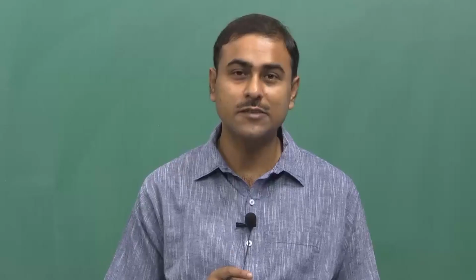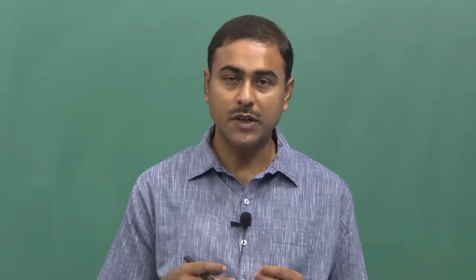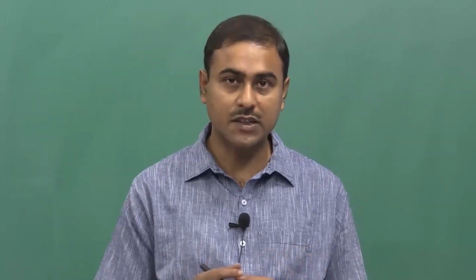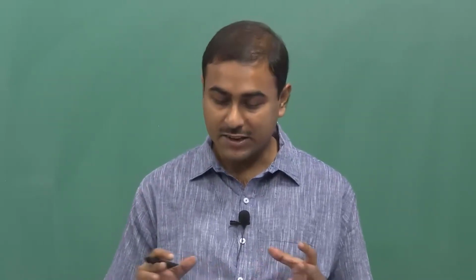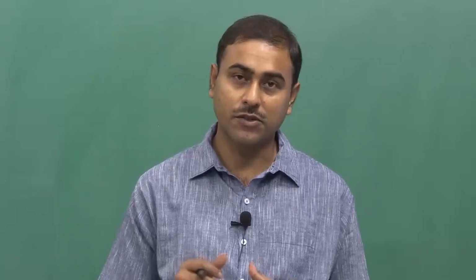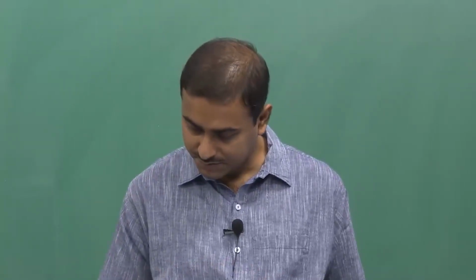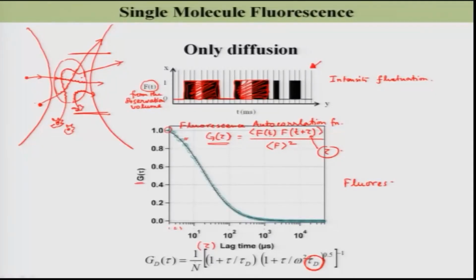Once you know the value of tau d, from the Stokes-Einstein relationship you will be able to calculate the volume of this molecule if you know the viscosity and temperature, and vice versa. So this is a very important application in single molecule fluorescence, and this particular experiment is known as fluorescence correlation spectroscopy, in short form known as FCS.